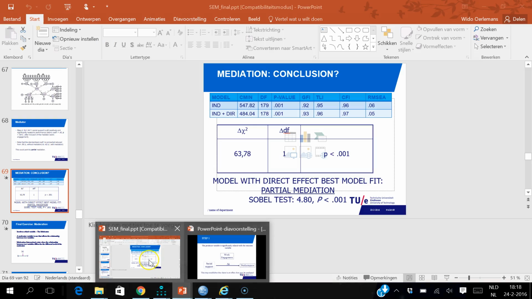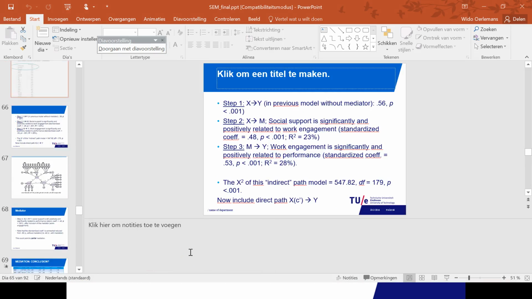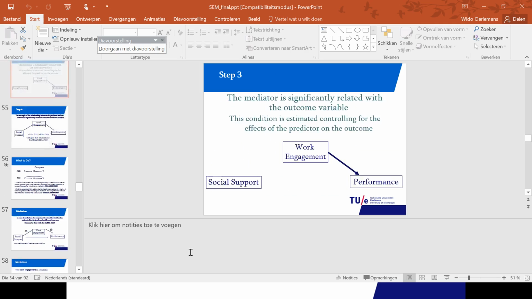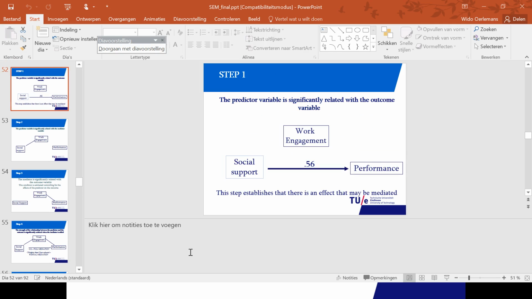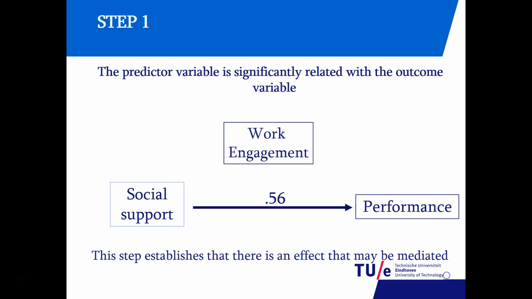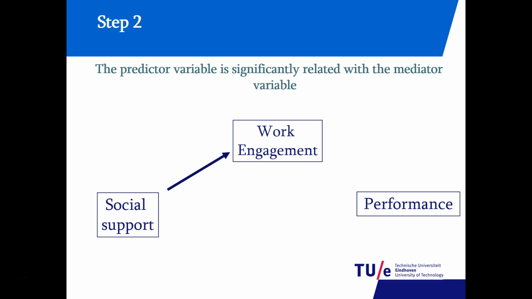So let's go back to the slides. The first step of mediation. What we want to do now is include work engagement as a mediator. So work engagement is actually a motivational state which is indicated by high levels of vigor, dedication, and absorption.